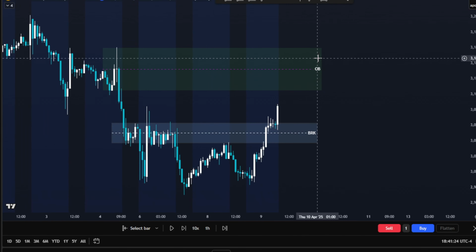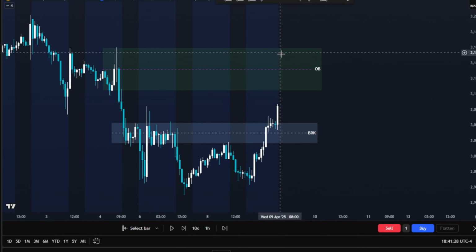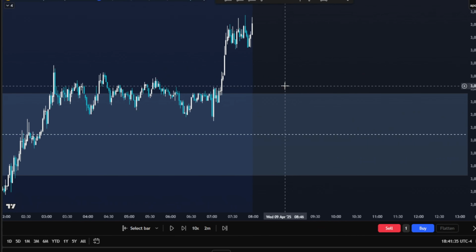This will be my order block. I want to see how the price moves up here and respects this order block before moving down. These are the two key zones I want to look for in this trade. Okay, so now let's jump into the lower time frame.